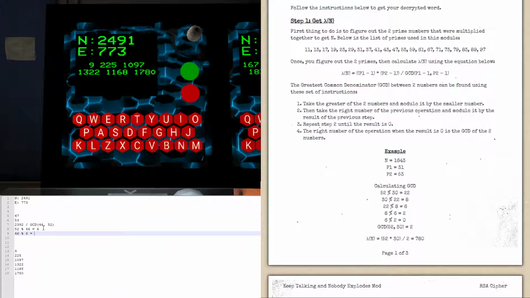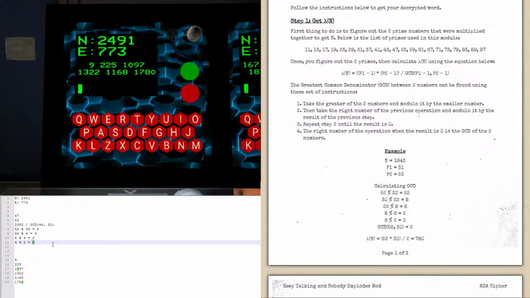I think that's it, because 5 times 8 is 40, and then 6 times 8 is 48, and then 48 minus 6 is 42. So 46 minus 42 is 4. 6 modulo 4 is going to equal 2, and then modulo 2 equals 0. When we reach the value of 0 here, that means we're basically done.